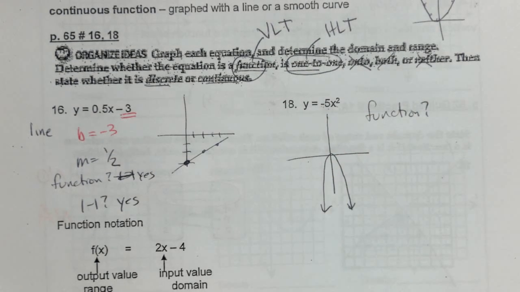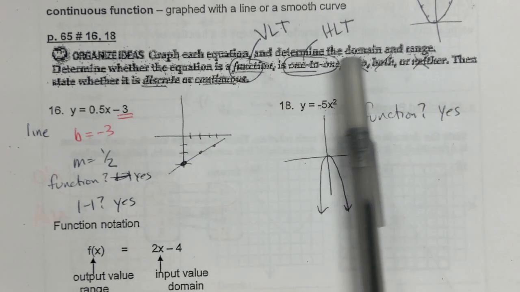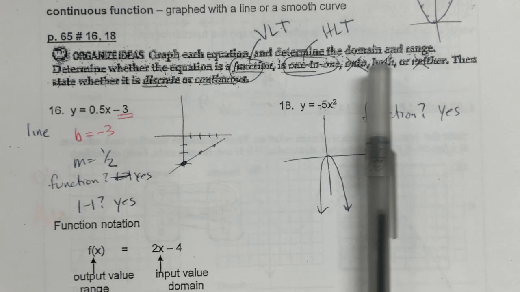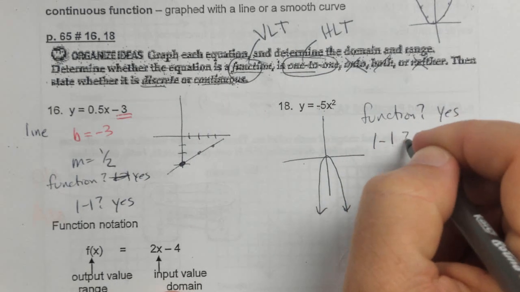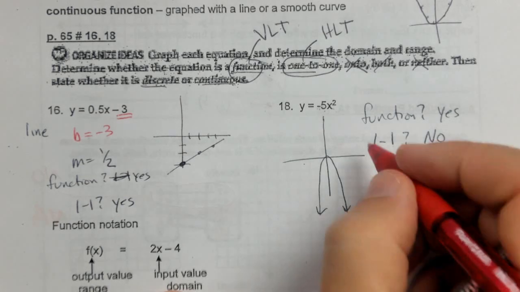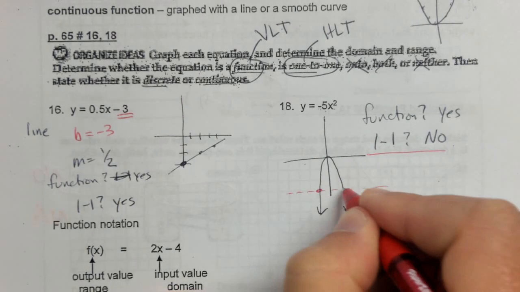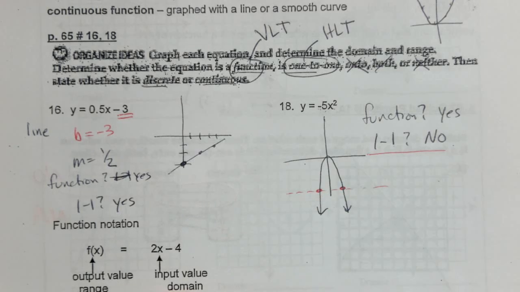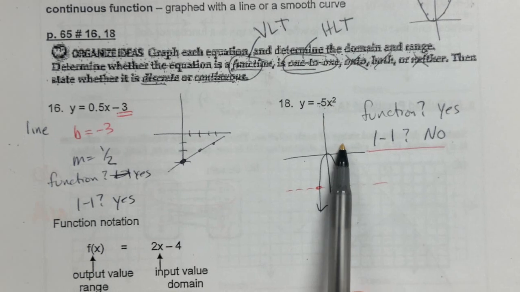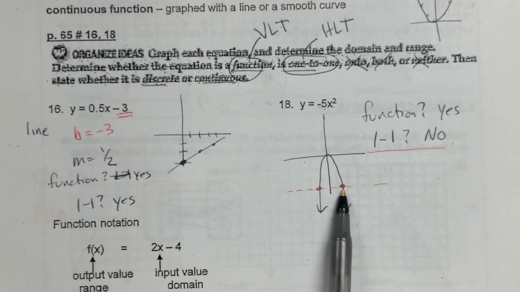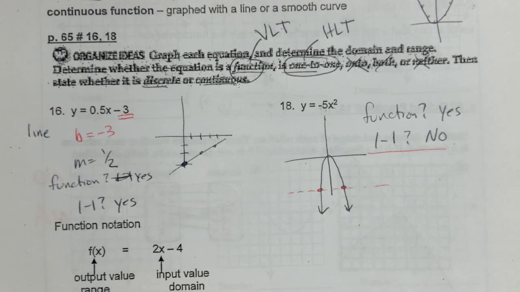Is it a function? Yes. Passes the vertical line test. Any vertical line we put on there is only going to hit once. Is it 1-to-1? No. Because if we draw a horizontal line test, we hit it twice. Or the backwards thing: if our answer is -4, we don't know what x value led to that. So if you can't go backwards, it's not 1-to-1.